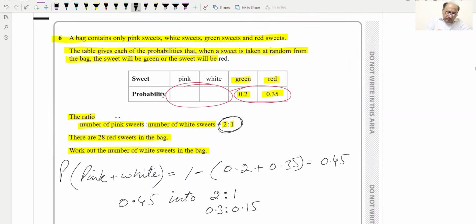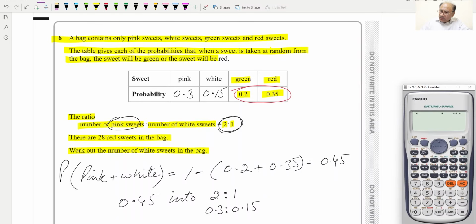So pink sweets is having ratio 2, so we can write 0.3, and white will be 0.15, which we found. If you add all these 4 numbers, you should get 1. Quickly we can check: 0.3 plus 0.15 plus 0.2 plus 0.35 is equal to 1, which is correct. So we have done this.